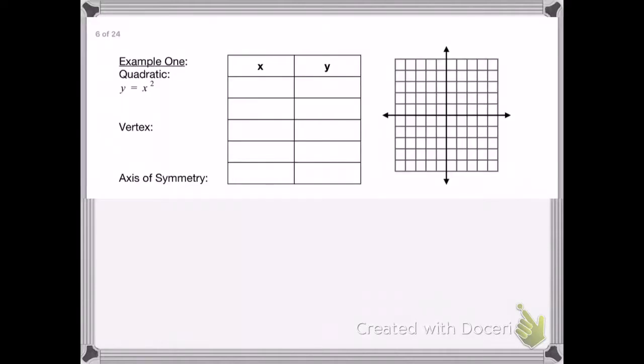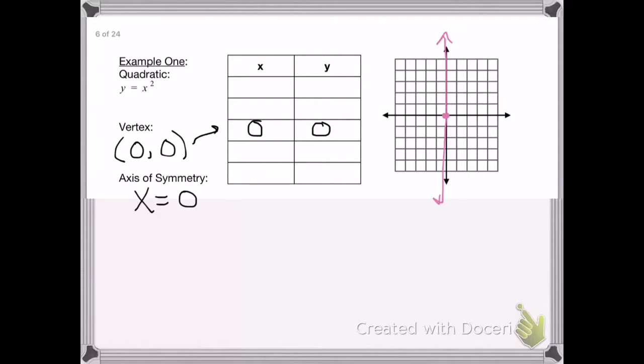All right, let's go ahead and jump on to our first example. The first thing I'm going to do is look for my vertex. This is just our basic example. We can see that it doesn't have an h and it doesn't have a k. So our vertex is just going to be (0, 0). So my middle point in my chart, I'm going to put (0, 0), because that's a point. My axis of symmetry is just going to be x equals 0. That is right along this line, and my vertex is right there.